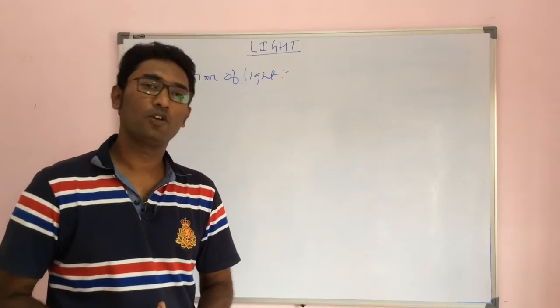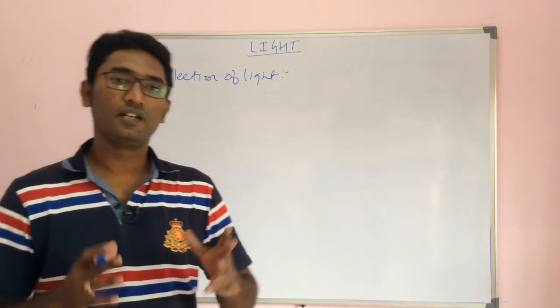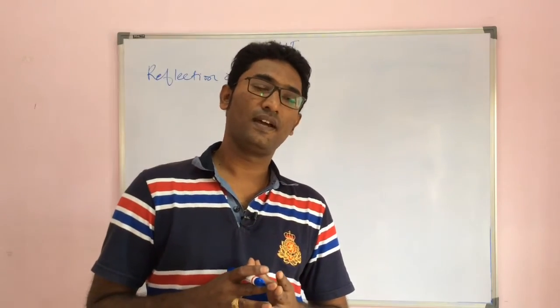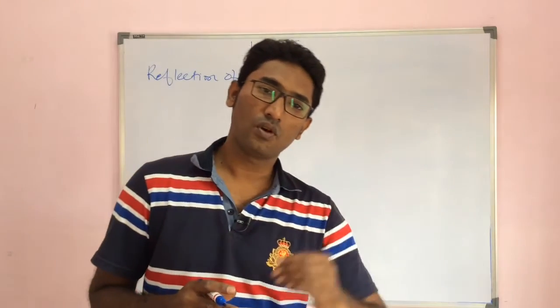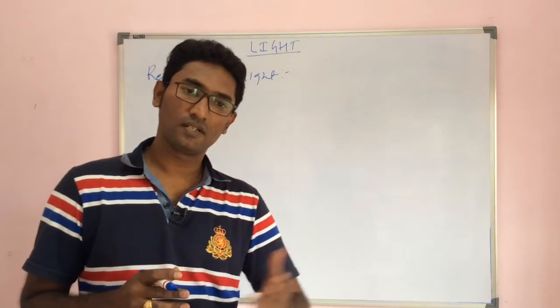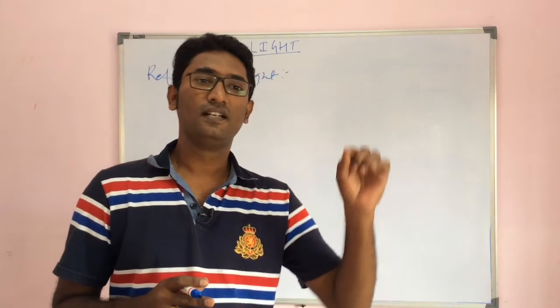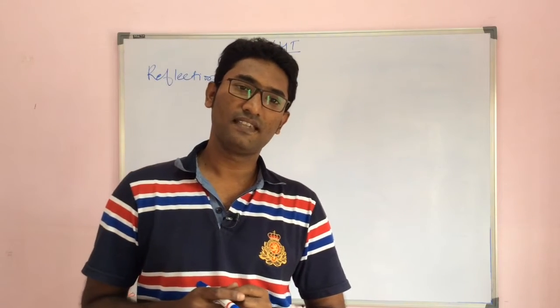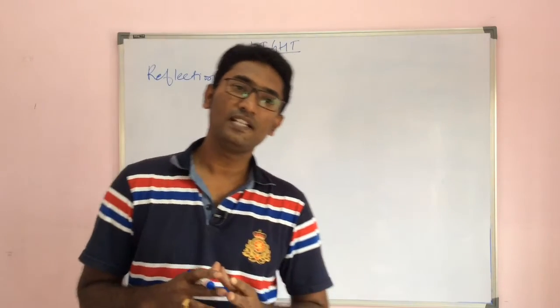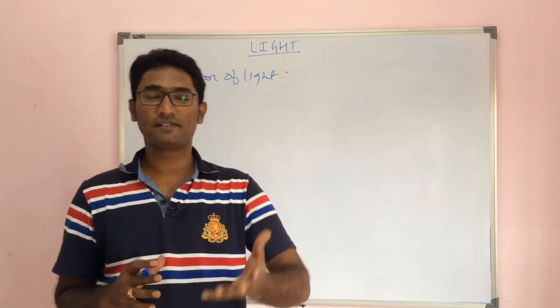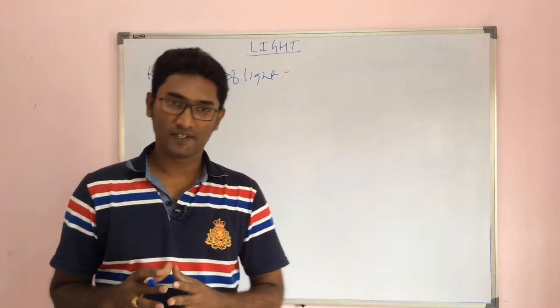Now we will see the phenomenon of reflection of light. Reflection of light is defined as the bouncing of light from a surface. Whenever light falls on a surface like a polished surface or an opaque surface, the light reflects from that surface, and that phenomenon is called reflection of light. So reflection of light is the bouncing of light from an opaque surface or from surfaces.